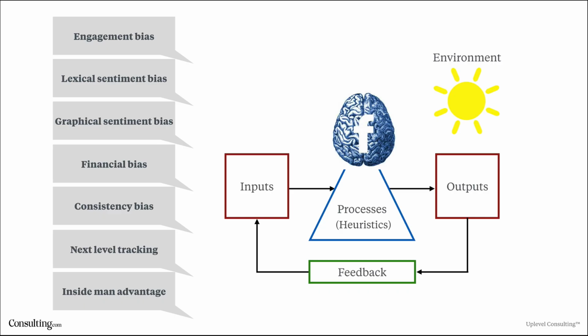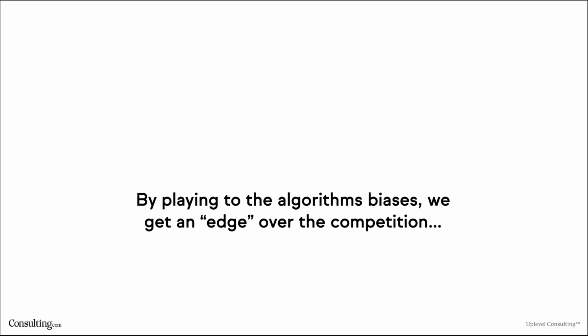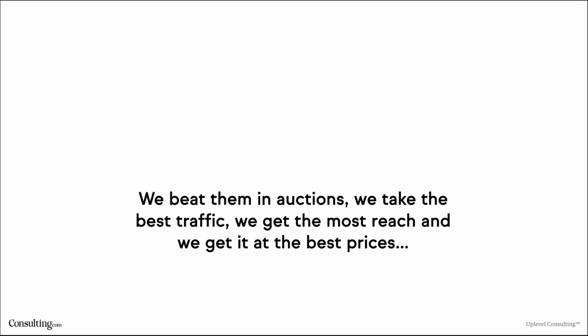Now, all of these things, like I said, on their own are powerful. But when you combine all of them together with a great funnel, with a great offer, with a great product, then you just dominate. And by playing to the algorithm's biases, we get an edge over the competition. We beat them in auctions, we take the best traffic, we get the most reach, and we get it at the best prices. The result? Absolute, worldwide domination.